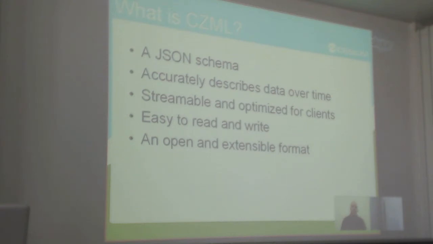Some of the other goals we had was to make it streamable. So you don't have to have a file up front. You can stream it down incrementally or have the server generating it on the fly and make it as optimized for clients as possible. We wanted web clients to be able to easily read it, and we wanted humans to be able to easily read it and write it. Overall, we want it to be an open and extensible format. We don't want to create a standard by just giving people something and saying, here, it's a standard. We want it to be a standard because the community works together to make it one. And once again, it's easier to see these things than actually explain them.